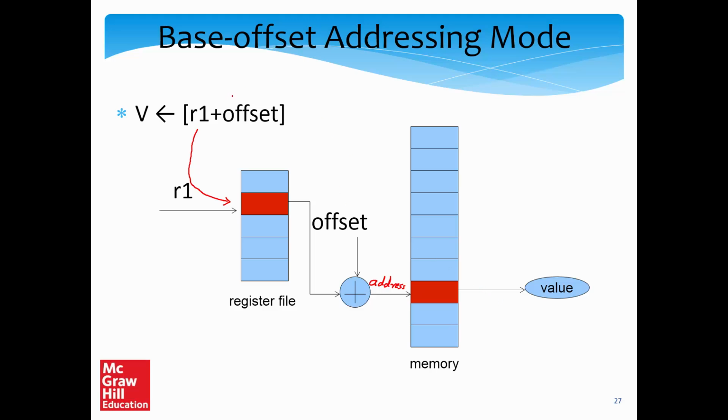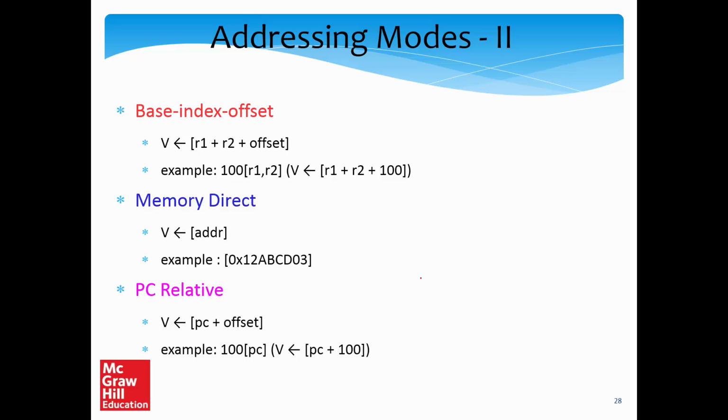So what exactly is the base offset addressing mode again? We have a register and an offset. We read the contents of the register and add it to the offset. This gives us an address. We use this address to access memory. For example, let's say the address is 28. So we access the 28 location in memory and read 4 bytes. And these 4 bytes are the final value of the operand.